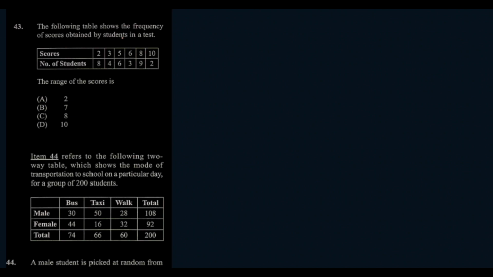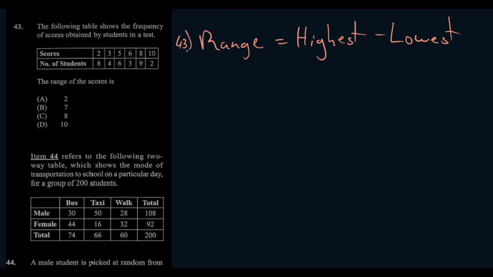Alright, so this question says the following table shows the frequency of scores obtained by students in a test. So these are the scores, these are the number of students. Now the range of the scores is what we need to find. So the range is the highest minus the lowest. Okay, highest minus the lowest. So the highest score that you could have received was 10. So that would be the highest. And then the lowest would have been 2. So 10 take away 2 would have been the range. So 10 take away 2 is 8. Therefore, our range is this.